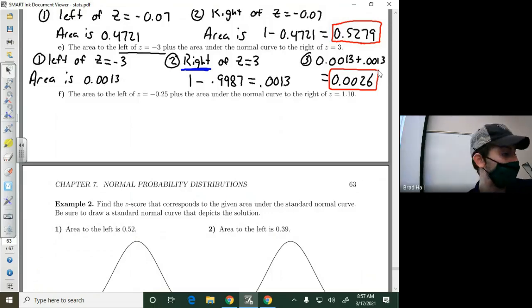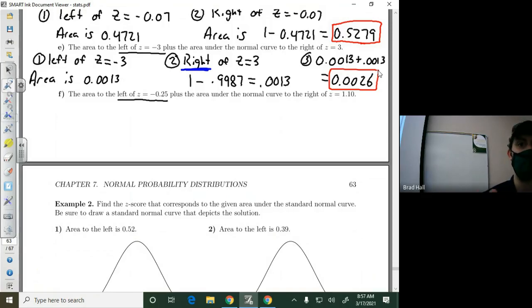Okay, let's just do one more, and then move on from there. So we'll do one more, just in case you missed it. Left of z is equal to -0.25. It's the same problem, just different z-scores. Z is equal to -0.25. This one, we just find the area directly.